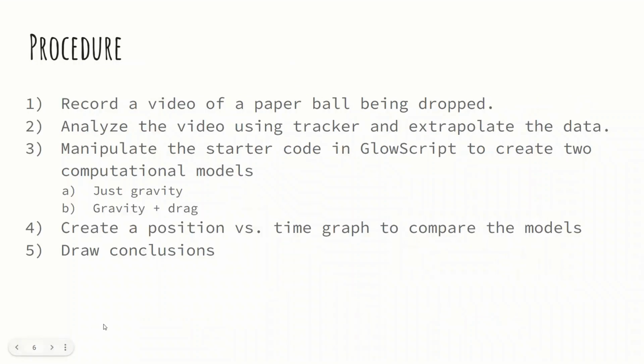The experimental procedure was first to record a video of a paper ball being dropped. Then it was to analyze the video using Tracker and to extrapolate the data. The third step was to manipulate the starter code in GlowScript to create two computational models, one with just gravity and one with gravity and drag. The fourth step was to create a position versus time graph to compare all three models, and then draw conclusions.